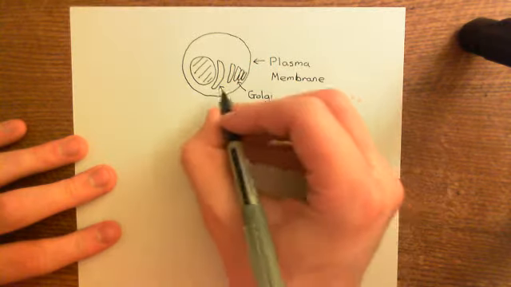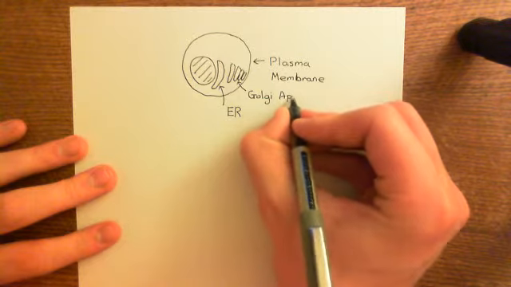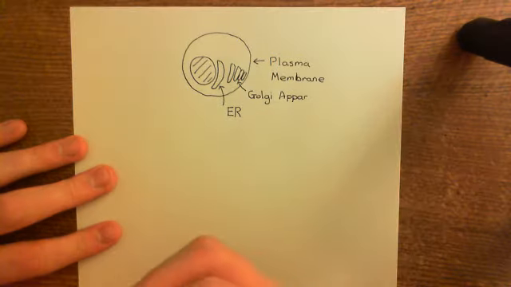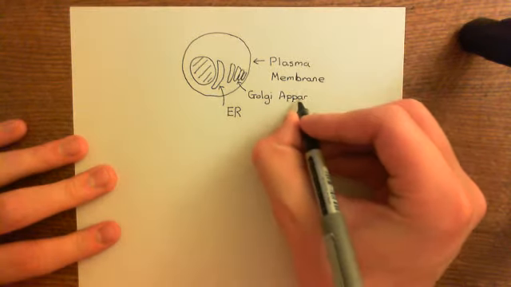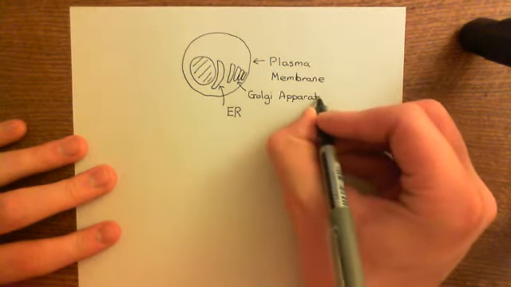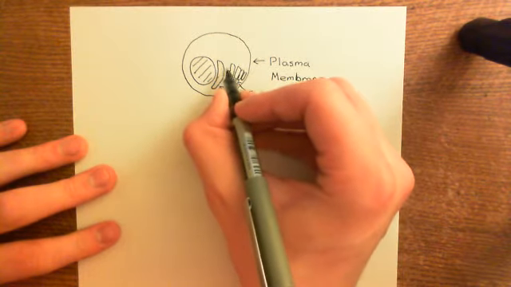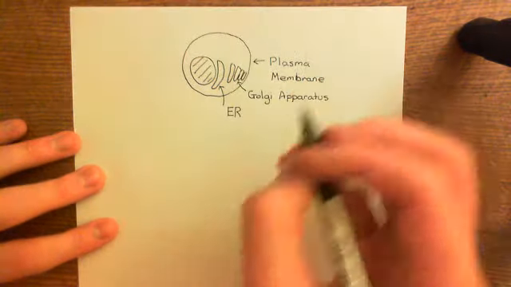Now the ER and the Golgi are both very important in the production of proteins, and the modifying of proteins so that they have their final structures. Okay, so Golgi apparatus. Right, so these enzymes can either be in the endoplasmic reticulum membrane, or they can be in the membrane of the Golgi or the plasma membrane.